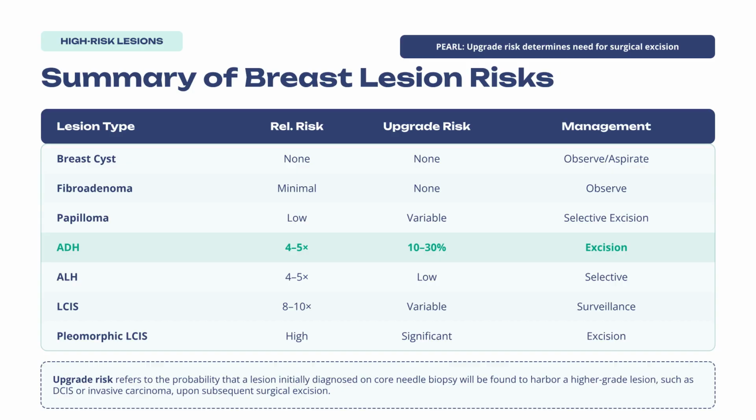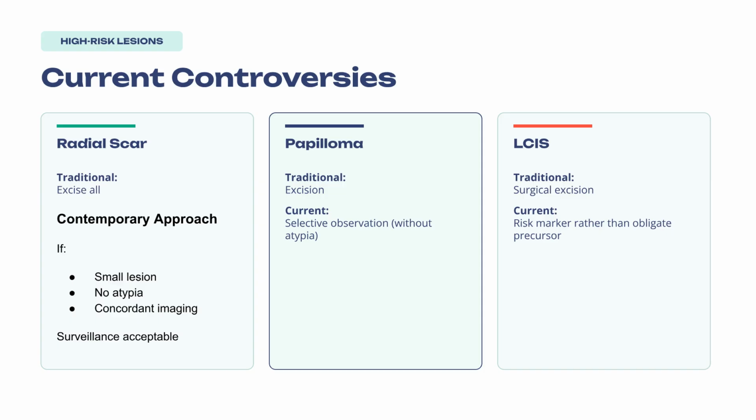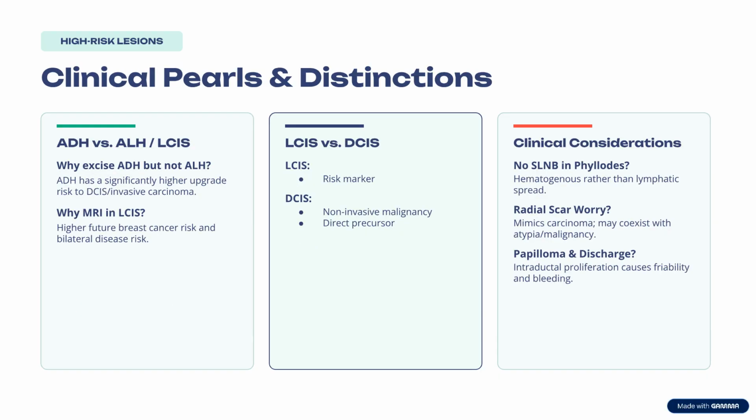While it increases the relative risk for future cancer by 4 to 5 times, it generally has a lower upgrade risk than ADH. Lobular carcinoma in situ, or LCIS, is characterized by a discohesive proliferation of cells. Importantly, it is considered a marker of future bilateral breast cancer risk rather than a direct precursor like DCIS. Ductal carcinoma in situ, or DCIS, is a non-invasive malignancy confined to the ducts. Unlike LCIS, it is a direct precursor to invasive carcinoma and typically requires surgical excision and often radiotherapy.